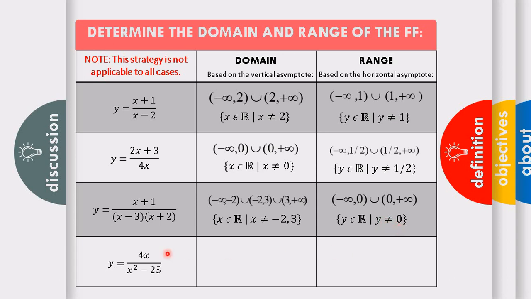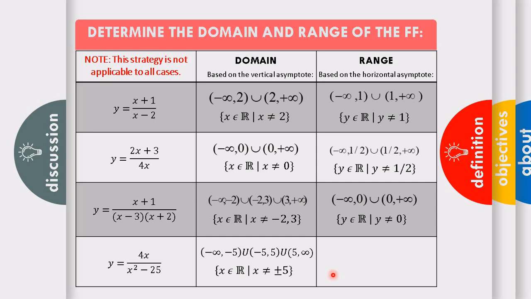On the next one, fourth example, 4x over x squared minus 25. So we have the vertical asymptotes of negative 5 and 5. Therefore, we have negative infinity to negative 5, union negative 5 to 5, union 5 to positive infinity. Or x, an element of real numbers, such that x is not equal to positive or negative 5.